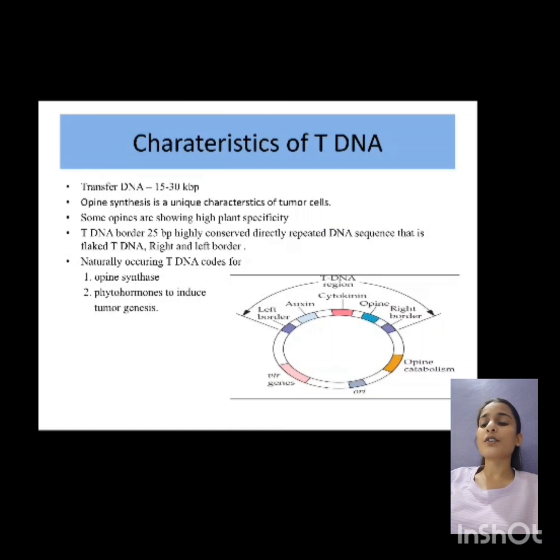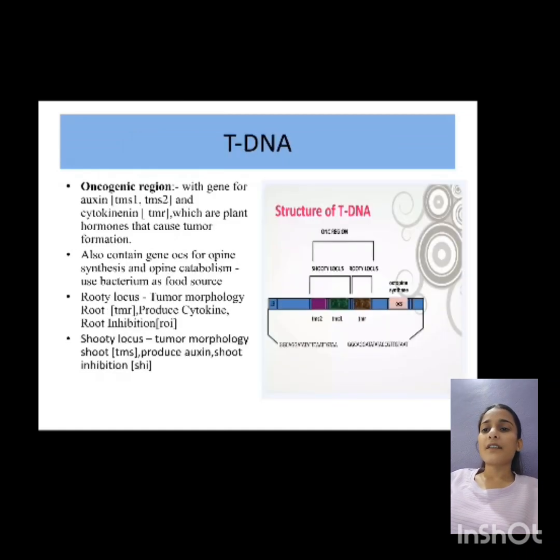And the reason for the tumor formation are the auxin, cytokinin and opine. The genes which form auxin, cytokinin and opine, these are the responsible ones. So naturally occurring tDNA codes for opine synthesis and phytohormones to induce tumorigenesis. Next we have the structure of specifically the tDNA.